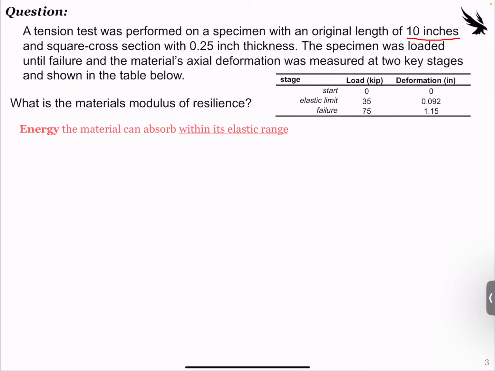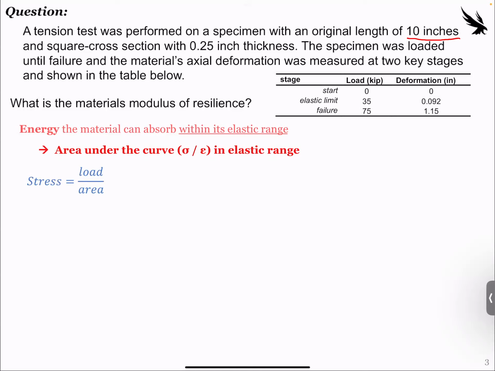So what exactly is the modulus of resilience? This is the energy the material can absorb within the elastic range, or the maximum amount of energy it can absorb before the material is pushed out of the linear elastic region. So what this actually represents in engineering terms is the area under that stress strain curve in the linear elastic range. So as I said before, we're given load, we need to calculate the stress.